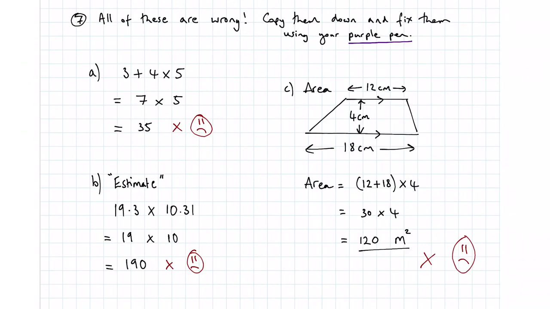Now this is slightly different. These questions are deliberately wrong. I've got a calculation that's gone wrong. I've got an estimation that's gone wrong. I've got area of a trapezium that's gone wrong. In each case, I'd like you to fully copy those down. All the mistakes, copy them down. Once you've copied it down, I would like you to correct them in purple. Fix them and put the correct working and the correct answer in there. If you find something wrong, circle it in purple and fix it. That's the idea. Hopefully that should be fairly straightforward. On to question 8.